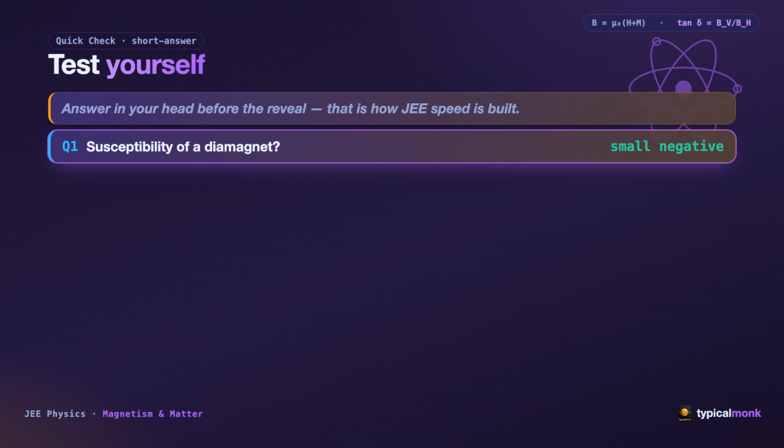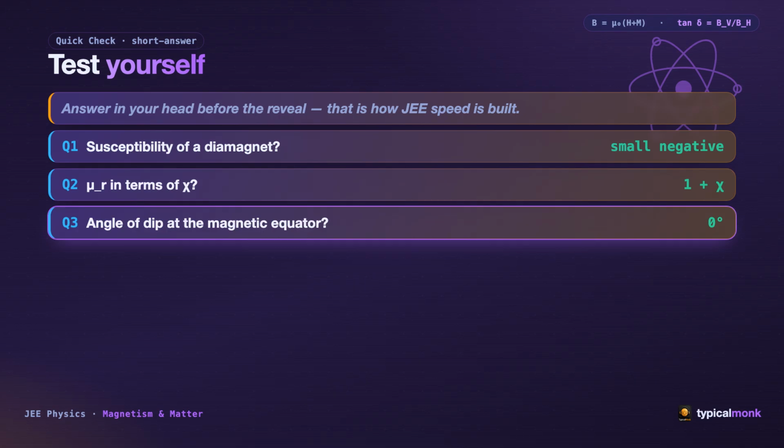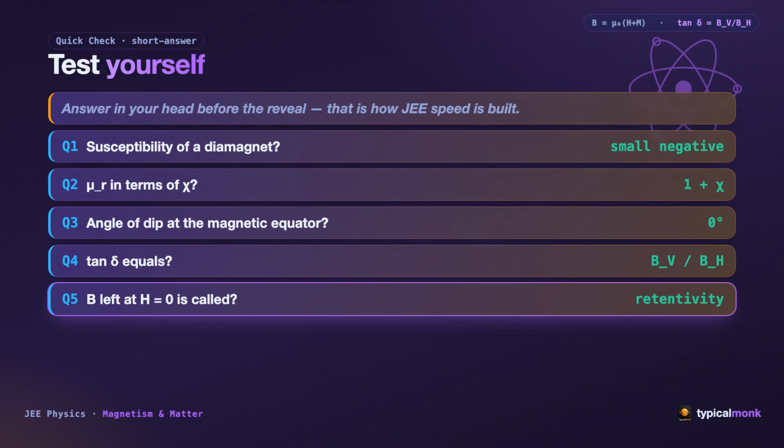Now, test yourself. Answer in your head before the reveal. That is how JEE speed is built. Here we go. Question 1. The susceptibility of a diamagnet: small and negative. Question 2. The relative permeability in terms of chi: 1 plus chi. Question 3. The angle of dip at the magnetic equator: 0 degrees. Question 4. Tan delta equals B vertical over B horizontal. And question 5. The B left at H equal to 0 is called the retentivity.